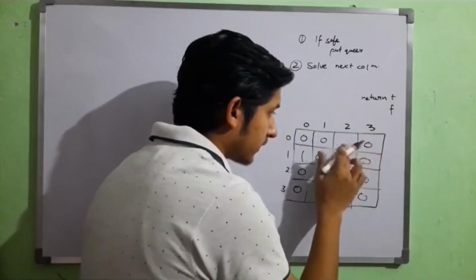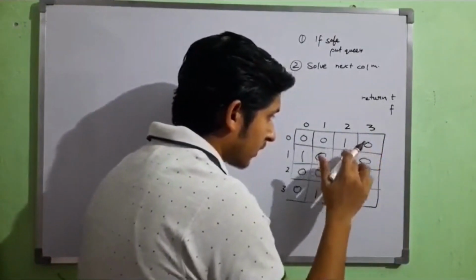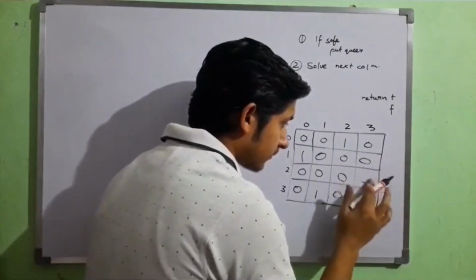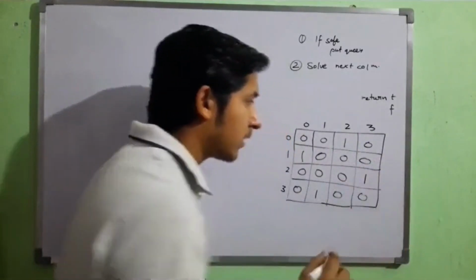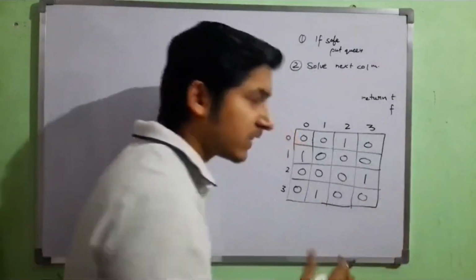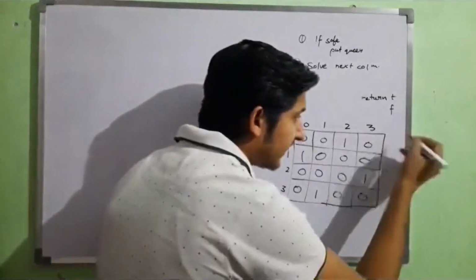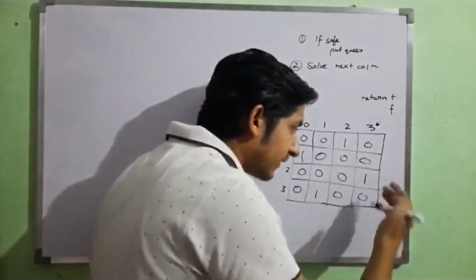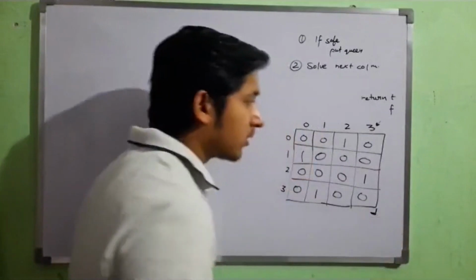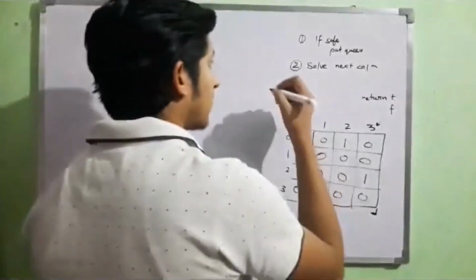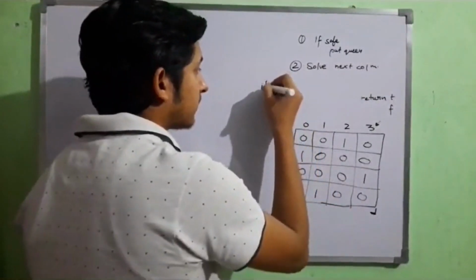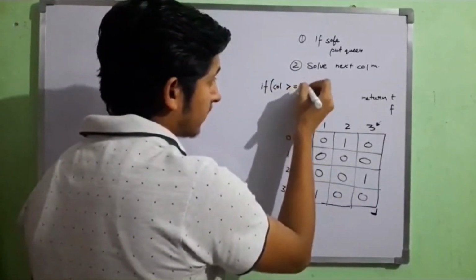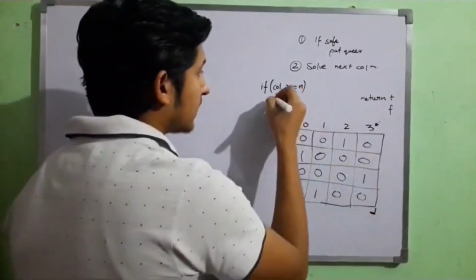Safe? Yes. Next column. Safe? No. Safe? No. Safe. Next column. This place doesn't make sense. So if I exceed the number of columns, then I'll return true, because I completely filled up to this column, so I'm done with the problem. So if column is greater than or equal to n, n was 4 for this, then return true.